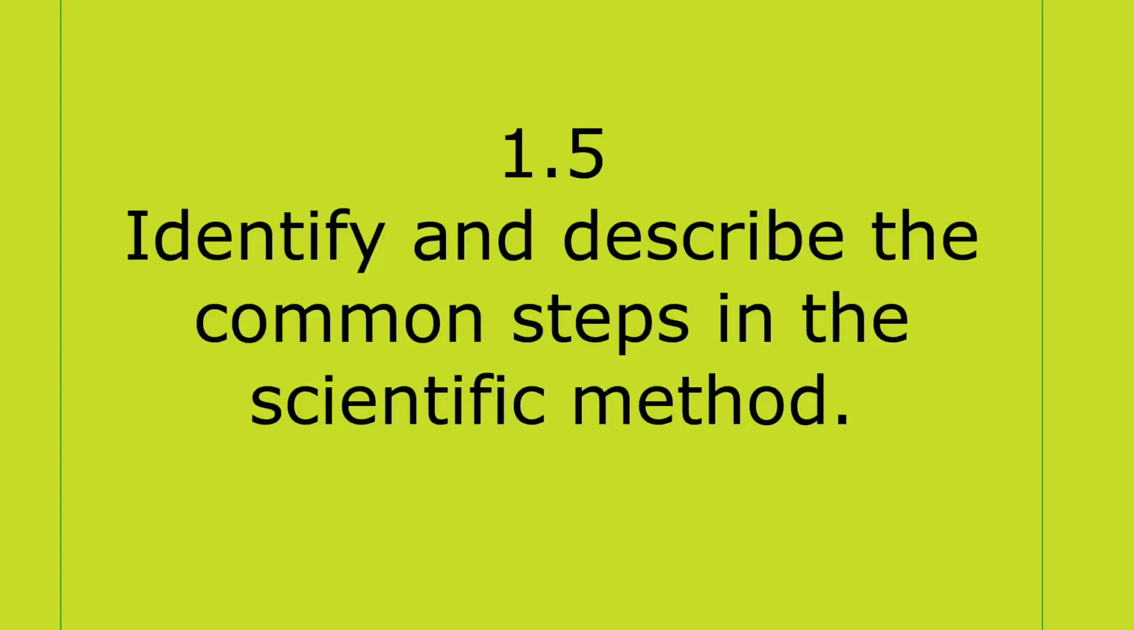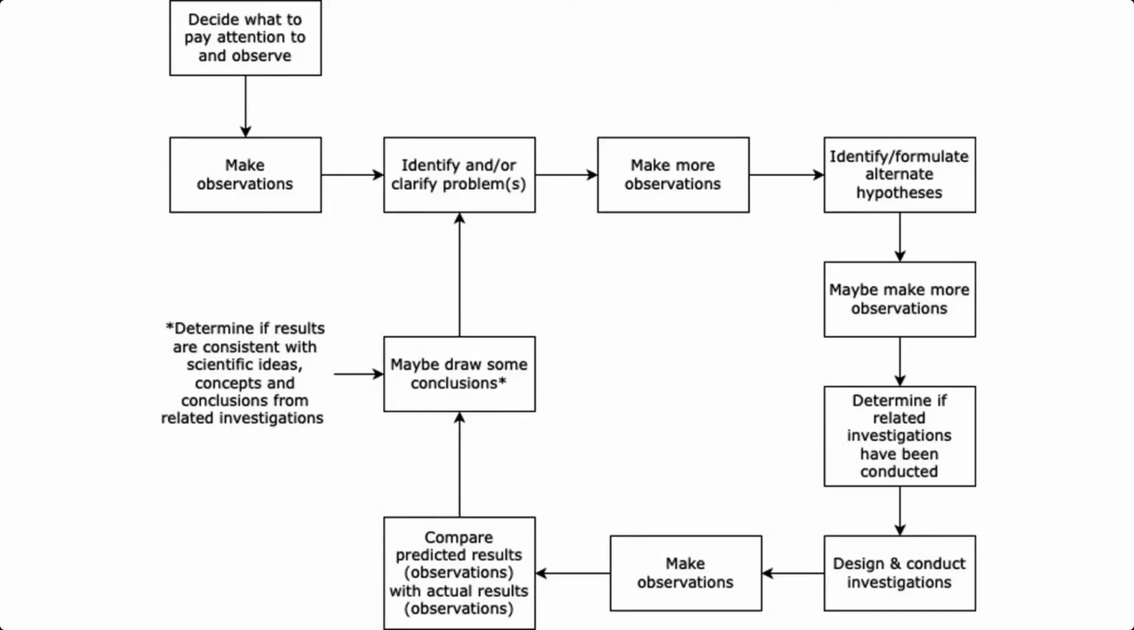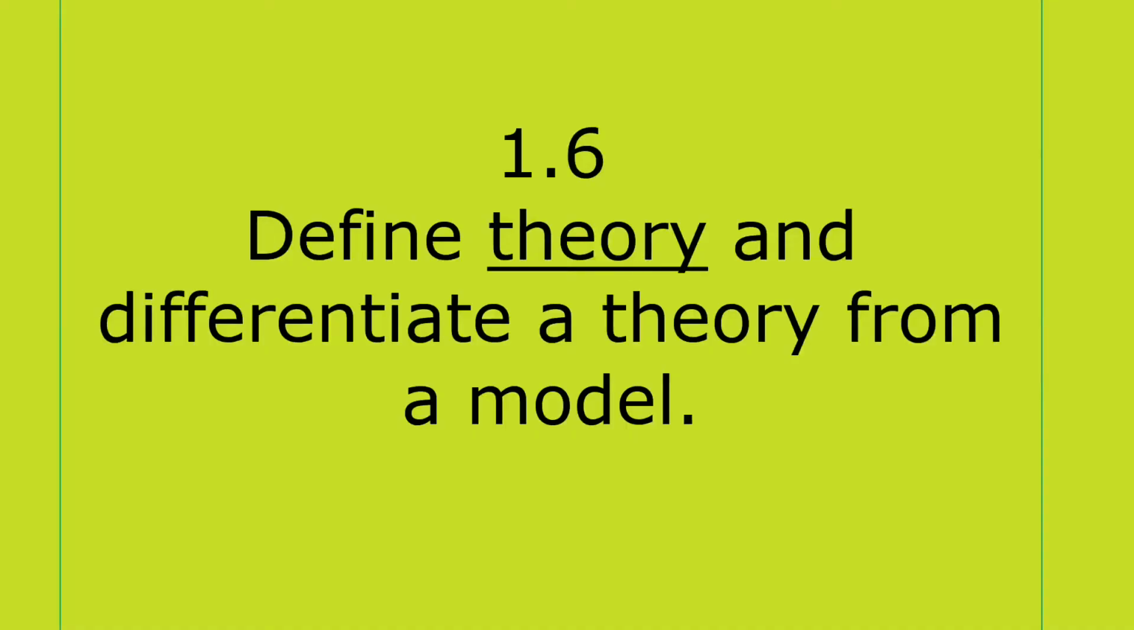So objective 1.5 asks you to identify and explain or describe the common steps in the scientific method. And so I include a very detailed diagram of that in the course notes, and then I go through and describe what happens in each of those boxes. So pay careful attention to that. That doesn't mean that's the exact order that everything always goes in when we're using scientific methodologies to help us know things, but it is a very, very common model. Objective 1.6 asks you to define a theory and differentiate a theory from a model.